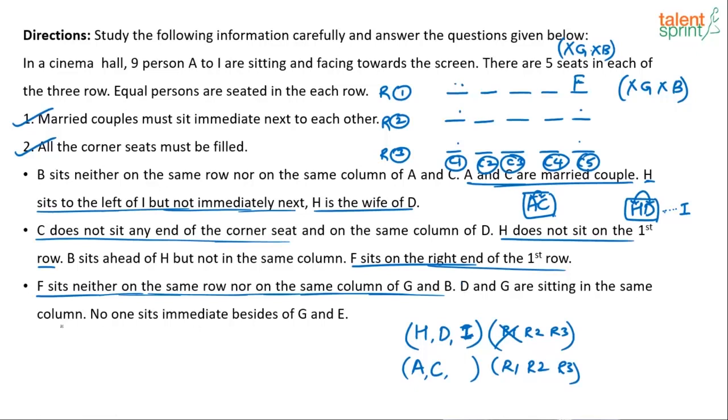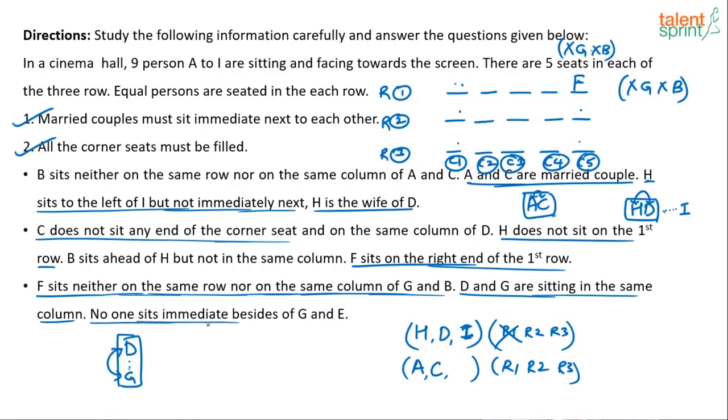D and G are sitting in the same column, meaning what? D and G are in the same column like this. Like we know that A and C are together in the same row, H and D are together in the same row, D and G are in the same column. But again they can interchange their positions. D first or G first, we do not know.